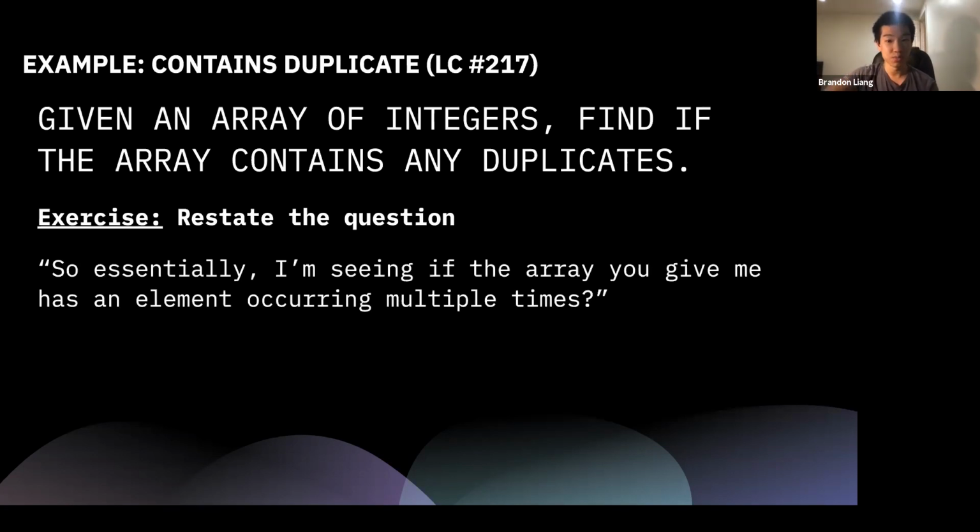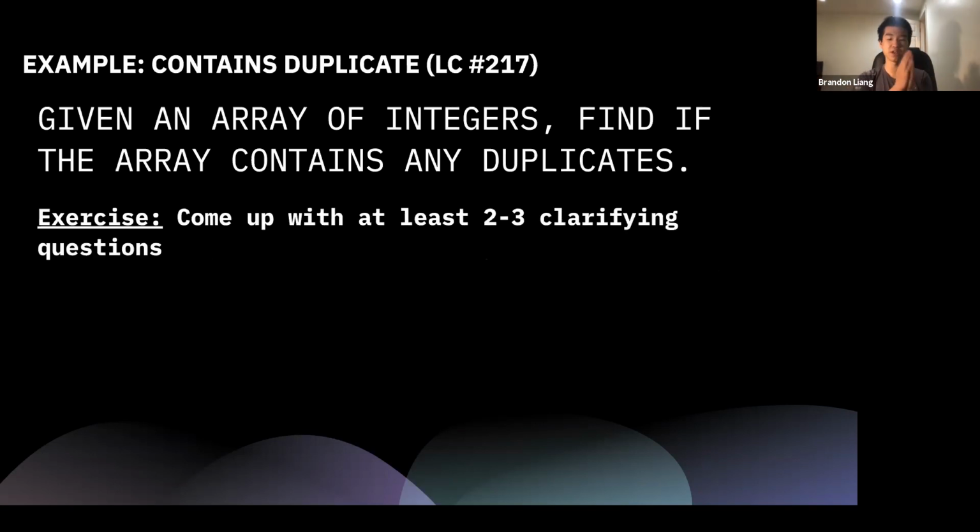And this would be my example of how I would say this to an interviewer. I would say, okay, so essentially I'm seeing if the array you give me has an element occurring multiple times. Okay. Now let's move on to step 2.